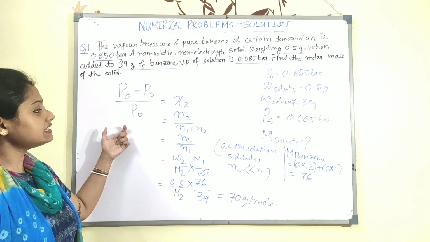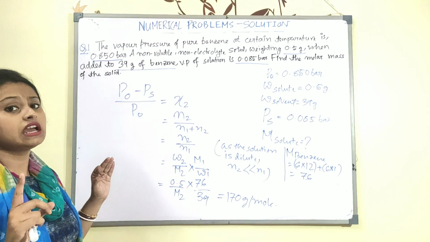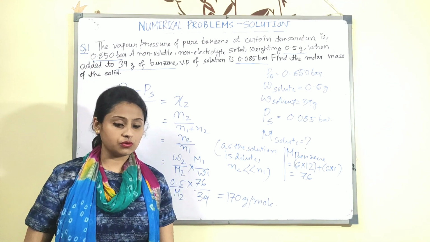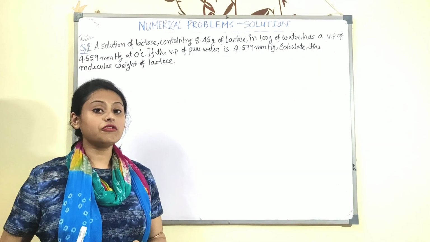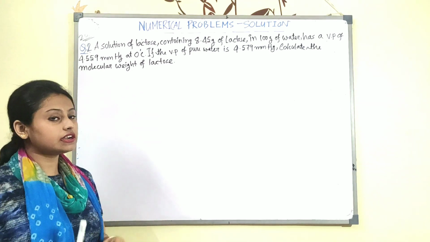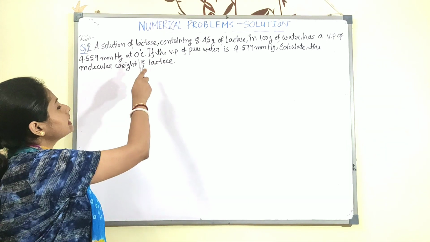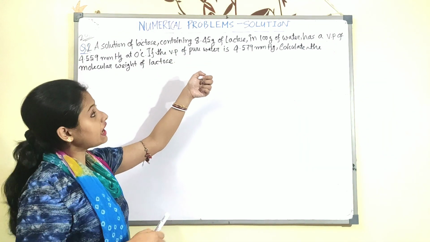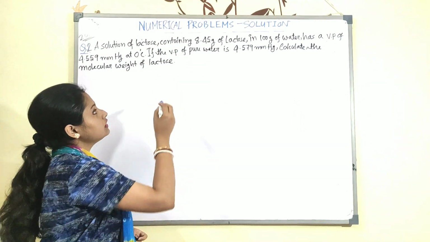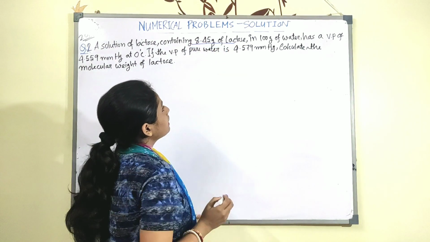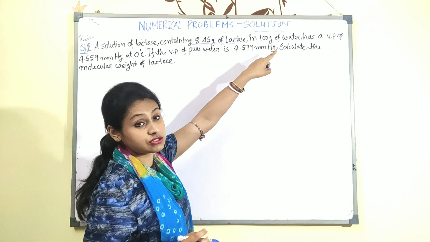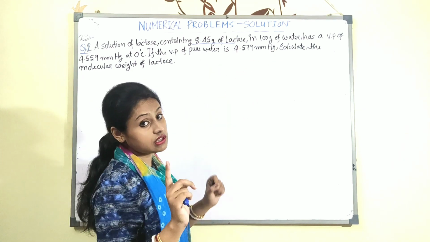Okay. So this is problem number 1 and it is very easy. Now let us go to problem number 2. Now this is a problem of type 2. Here the problem says a solution of lactose containing 8.45 gram of lactose, in 100 gram of water. So here water is the solvent and lactose is the solute.